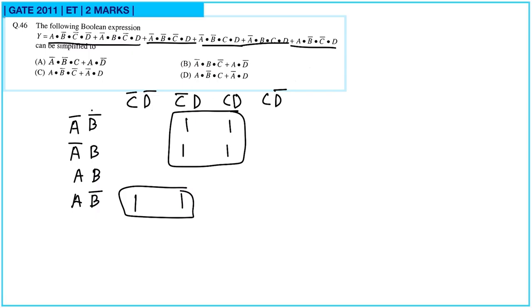So here D is common and A bar is common, so I can write A bar D. Or for this case, D bar and D are there, so common is C bar, so A, B bar, C bar. So this will be the expression, the simplified equation. So option C is correct.